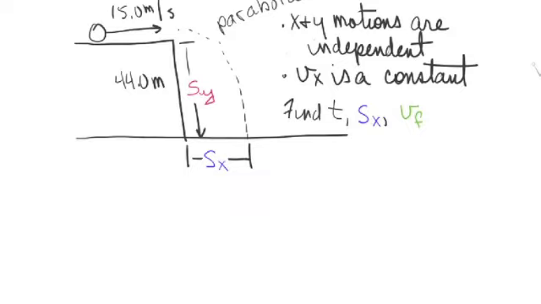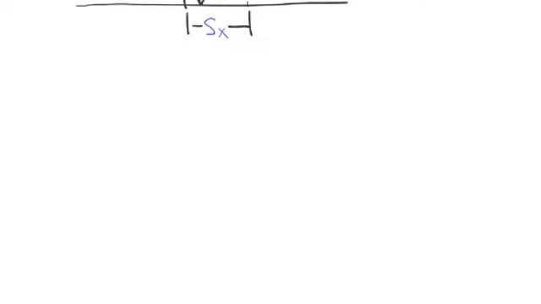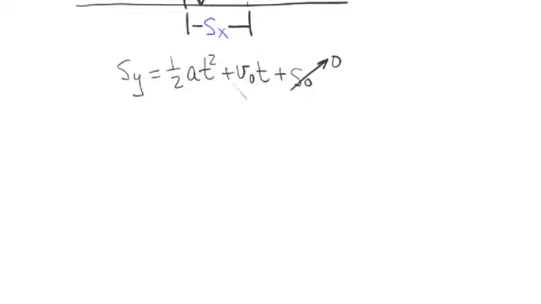So, first of all, let's find out how long it takes the ball to hit the ground. To do that, we're going to use S sub y equals 1/2 a t squared plus v0 t plus s0. Now, a couple things right away. This value is 0, because we start at the top of the cliff, there's no displacement, and all the motion initially is in the x direction, so there's no velocity in the y direction, so this part of the equation turns out to be 0.